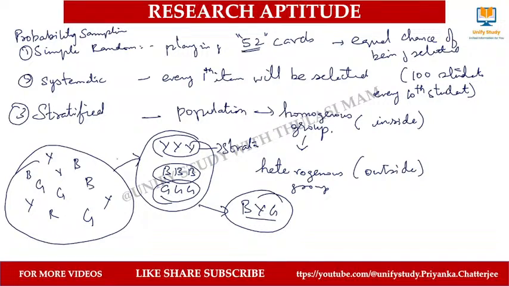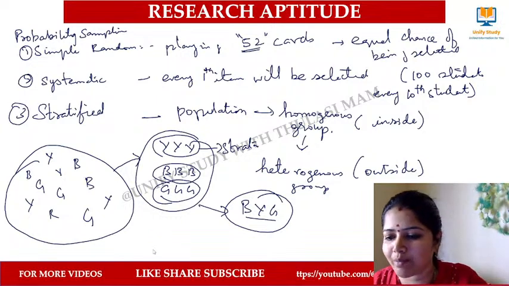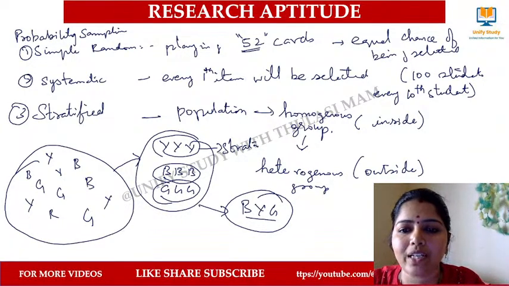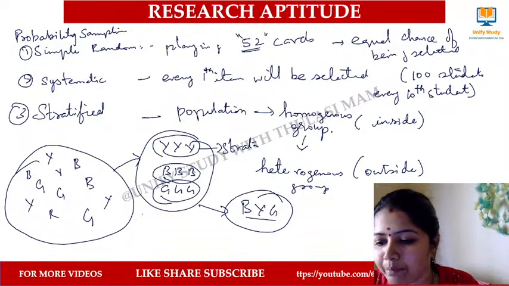So when I see from outside, everybody is heterogeneous in nature. Everybody belongs to yellow, blue, green, right? It is done when the population is heterogeneous, different groups are there, and then specific ones are selected. Exactly. Clear? Shall I move to the next one? So this we call stratified sampling.